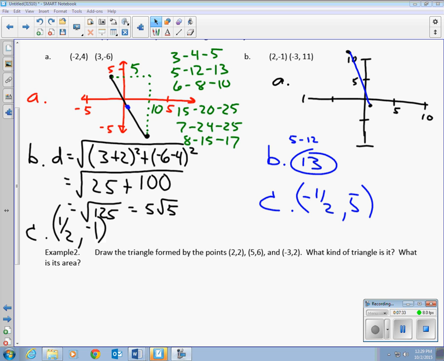Yes? Look at the difference between 2 and negative 3. Distance between 2 and negative 3 is 5. Distance between negative 1 and 11? 12. 5 squared is 25. 12 squared is 144. Adds to 169. Square root of 169 is 13. And midpoint is just the average. So you're going to practice today using the midpoint and distance formula. You'll be excellent at it.